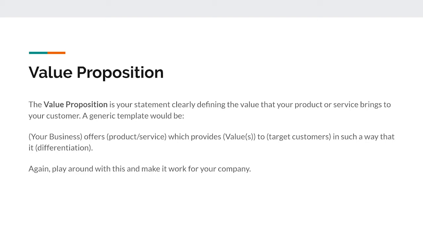So the value proposition, it's kind of the answer to the problem statement. It is the statement that clearly defines the value that your product or service brings to a customer. So a generic template might be, our business offers this product or service which provides this value to our customers in such a way that it, and then you'd include your differentiation. And like with all of these generic statements, mess around, make it work for your company. Don't just use a cookie cutter thing, use that as a launching pad for coming up with a statement that's more personalized to your company.